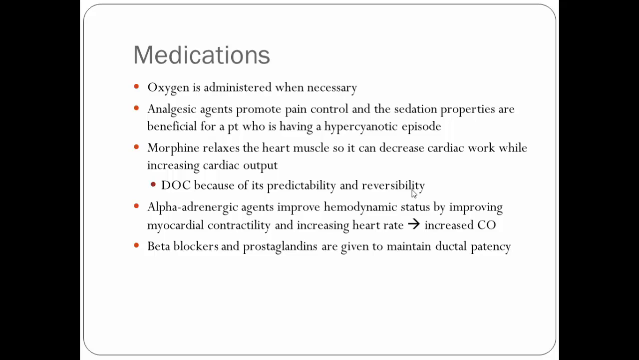Administration of oxygen is a necessity when the child's O2 levels are low. Analgesics are given not only to promote pain control, but also because of their sedation properties. They are beneficial for a patient who is having a hypercyanotic episode. Morphine is a drug of choice because of its predictability and reversibility. It helps to relax the heart muscle so it can decrease cardiac workload while increasing cardiac output.